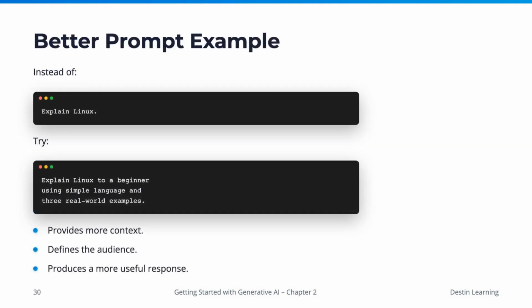Let's look at an example to understand what makes a better prompt. Instead of a vague prompt like, "Explain Linux," which might yield a very general or overly technical response, try something more specific like, "Explain Linux to a beginner using simple language and 3 real-world examples." This improved prompt provides more context for the AI, clearly defines the target audience as a beginner, and consequently, produces a far more useful and tailored response. The key is to be explicit.